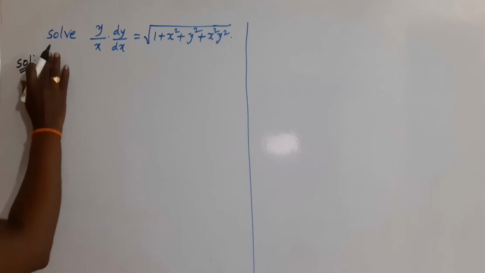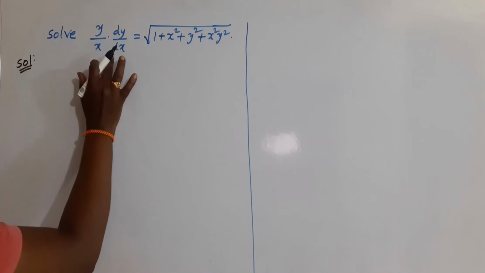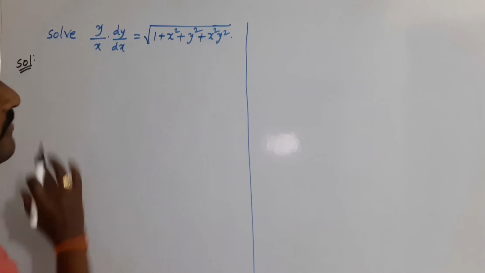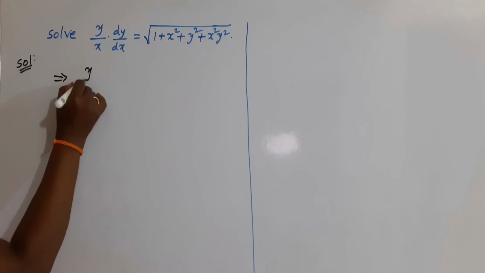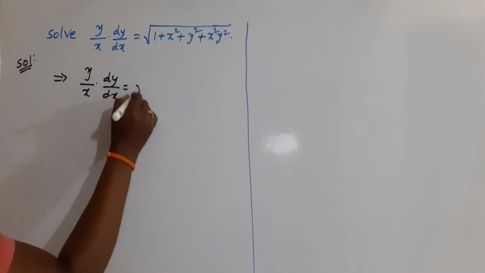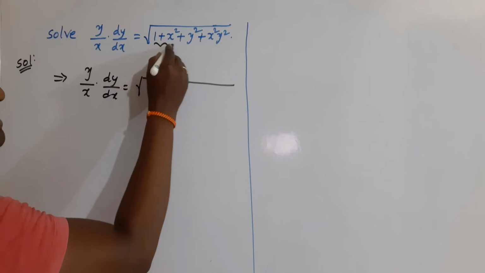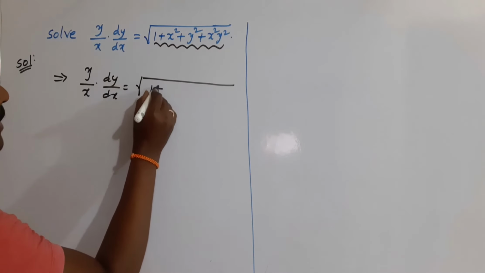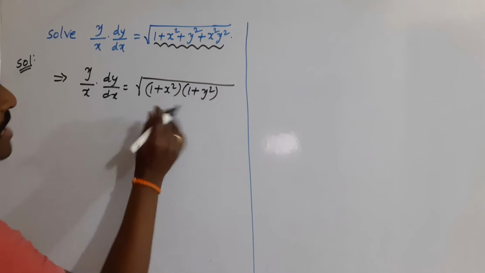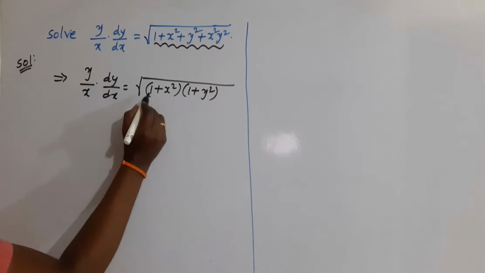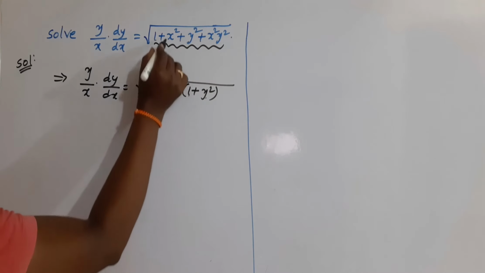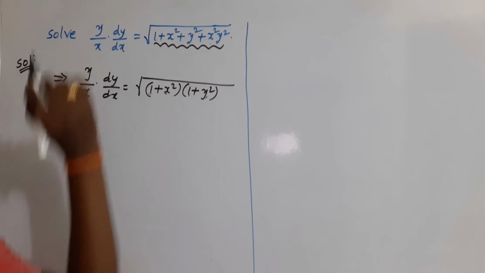See the next problem. Solve y by x into dy by dx is equal to root over 1 plus x square plus y square plus x square y square. See, this differential equation can be written as y by x into dy by dx is equal to root over, I will write this inside term as 1 plus x square into 1 plus y square. These are the factors for this one. See, 1 into 1, 1 into y square is y square, x square into 1 is x square, into y square is x square y square.